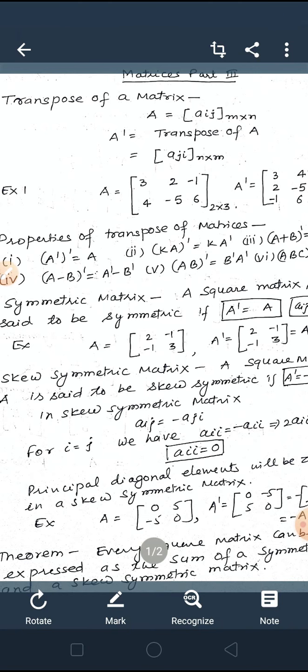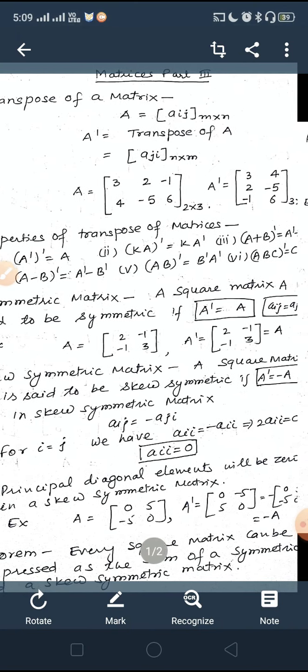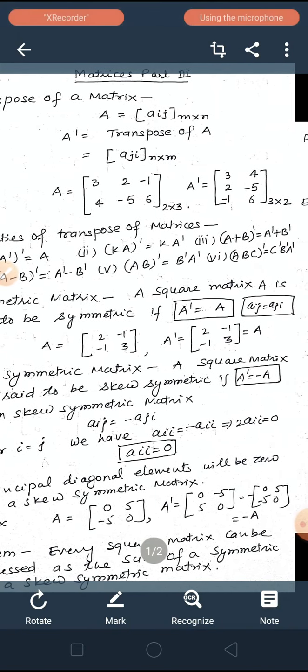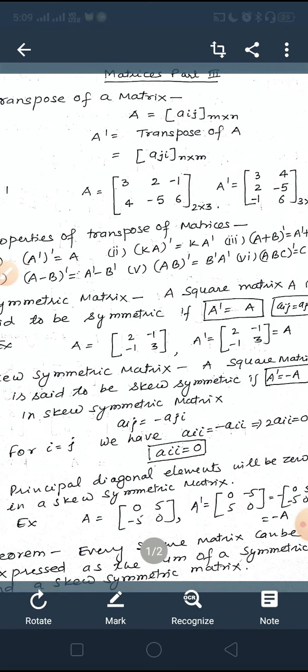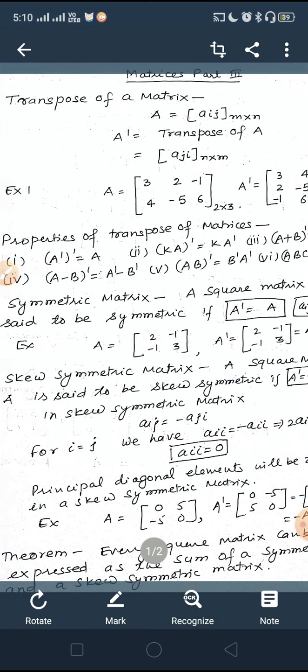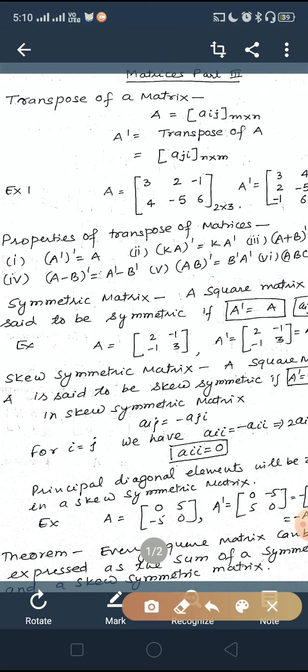If we take the transpose of the sum of two matrices, it will be equal to the sum of the transposes of the individual matrices. And the same applies for the difference of matrices, that is property 4. Okay.